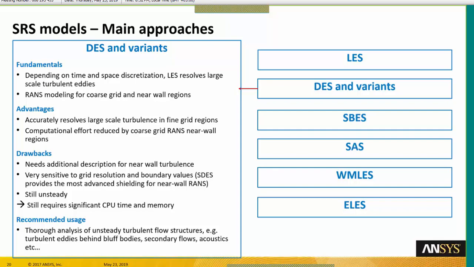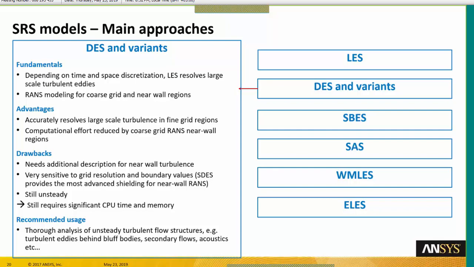DES stands for detached eddy simulation. It depends on time and space discretization. You will have a portion of your domain solved using RANS, and another portion resolved with LES approaches. When you do DES, this separation between RANS and LES is done automatically based on the distance to the wall. So when you have a fine grid region far from the wall, you will obviously switch to LES, and the computational effort compared to LES is much reduced.